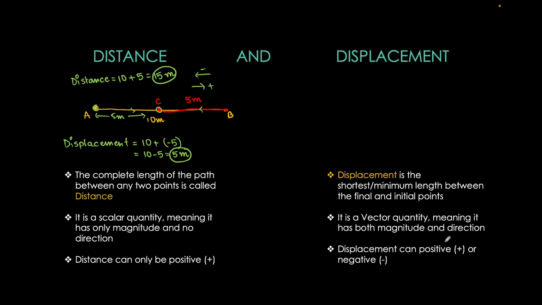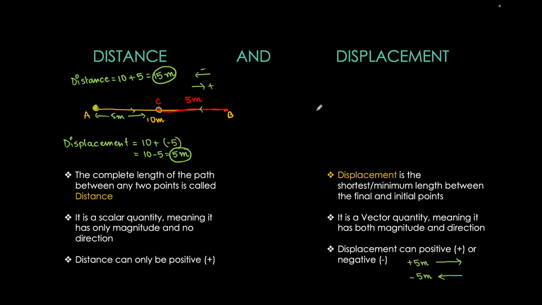So always remember that positive displacement basically means, if you see plus 5 meter, the person or the object is moving in this direction. And if you see a displacement which is minus 5 meter, it means that the person has moved in the opposite direction. Okay. So I'll give you another example which is very important.